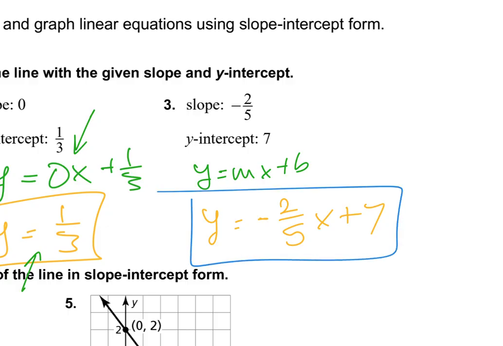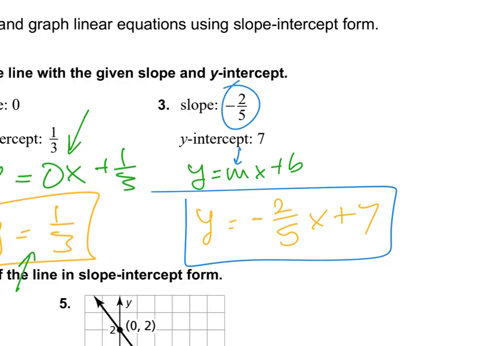Now I was talking and I didn't tell you how to do number 3. But this is number 3. All you're doing is taking the slope, plug it in there. Taking the y-intercept, plug it in there.